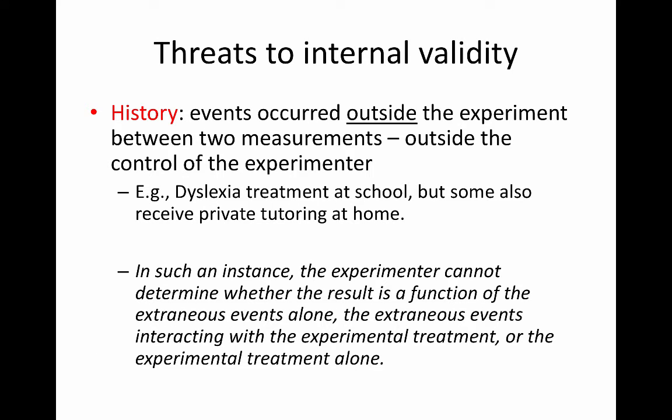History: events that occur outside the experiment, between two measurements, or outside the control of the experimenter. For example, studying a dyslexia treatment at school, but of the 5 kids you're studying, 1 is also getting private tutoring at home. So that's a threat to your internal validity because one of the children you're looking at is getting additional dyslexia treatment after school.